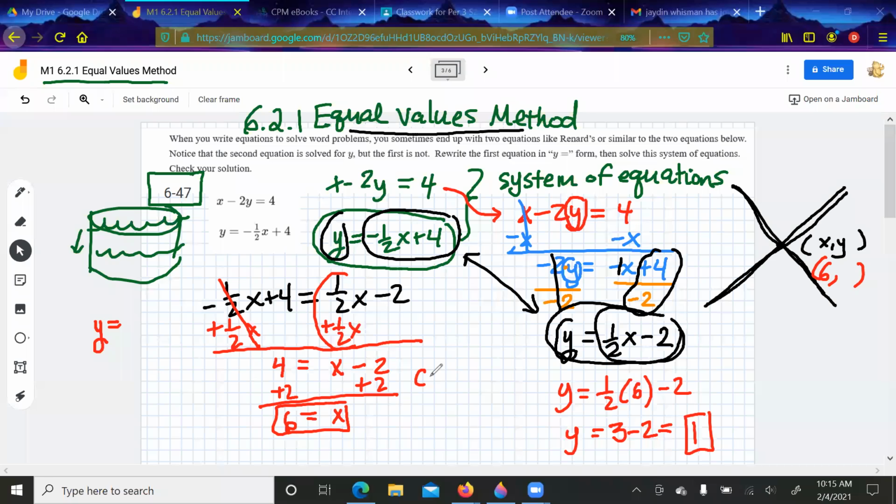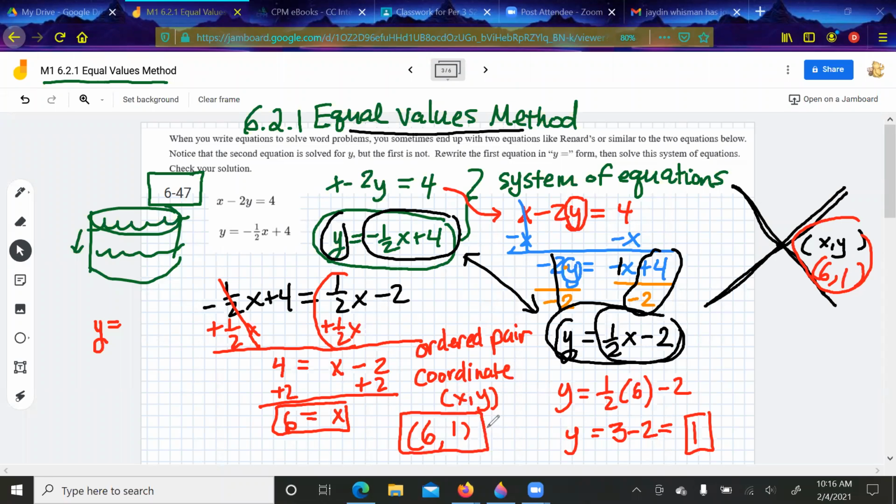You need to write them as a coordinate, an XY coordinate in this form, or what we call an ordered pair. You need to write it as an ordered pair or as a coordinate. So X always goes first, alphabetical order. X goes first. So 6 was first, and then Y goes second, 1. So the coordinate where they intersect right here is 6, 1. So that's why we write the answer as a coordinate, right?